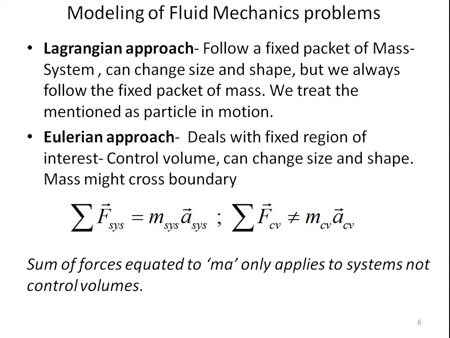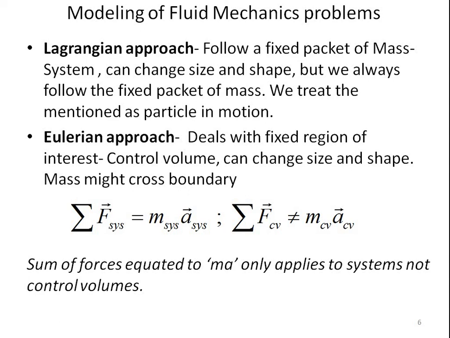Coming to the Lagrangian approach, we follow a fixed packet of mass, where the system can change size and shape, but we always follow that fixed packet of mass. We treat the mentioned particle as in motion. Coming to the Eulerian approach, it deals with a fixed region of interest, a control volume, which can change size and shape, and mass can cross the boundary. If we take the example of a centrifugal pump, water is coming in and moving out, and the pump is doing its work. If we focus on the pump, we can say it is a control volume where mass is entering and leaving, crossing the boundary, and the control volume can change size and shape.